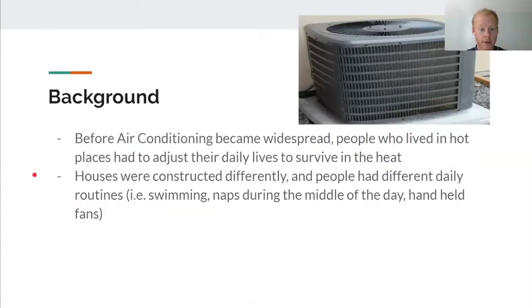Okay, so the air conditioner. Before air conditioning became widespread, people who lived in these hot places had to adjust their daily lives to survive in the heat, and they did so in some pretty ingenious ways. Houses were constructed differently. So we're going to look at a sample house that was designed specifically to beat the heat in a second. But people also designed houses that had high ceilings and windows in specific places to promote airflow through the house, because people's windows were open all the time.